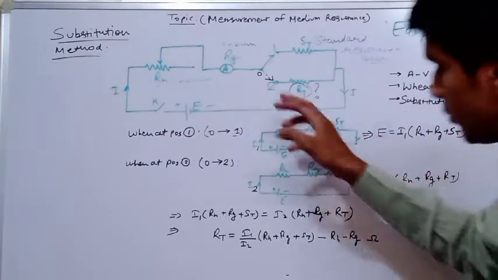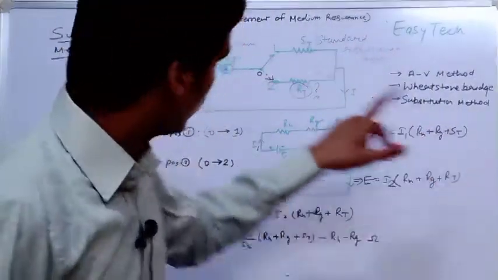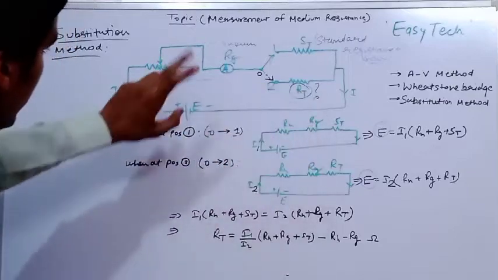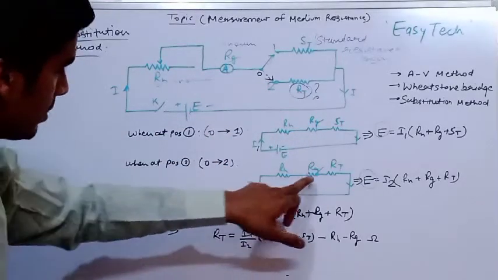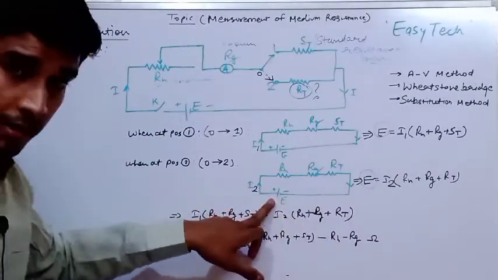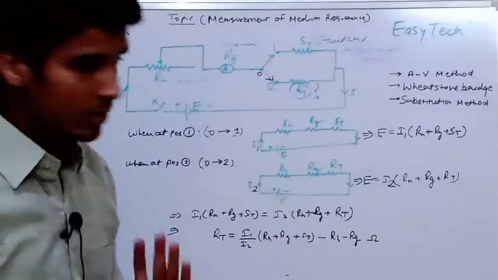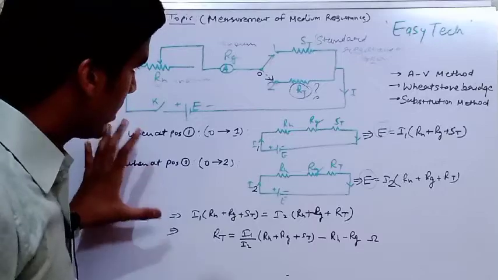In the second situation you have to connect the point O to the terminal 2, then these three resistance will come into the picture. This will make the circuit like this, RH plus RG plus RT and E. Because the voltage supply is already same, you are not going to change the voltage supply. This is the situation, this is the case 1.